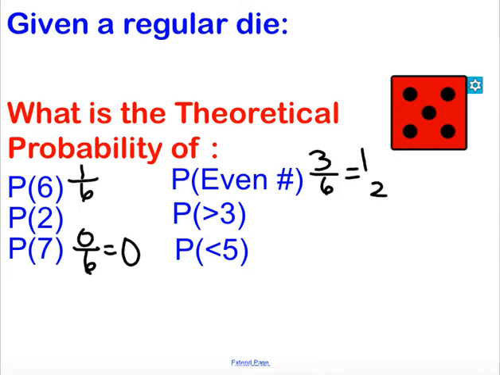And probability of getting greater than 3, we're looking at 4, 5, and 6, so that's 1/2. Probability of less than 5, that's 1, 2, 3, or 4, so 4 out of 6, which is 2/3. These are simple probabilities, the theoretical probabilities. Now you know that in 6 rolls we may not get a 6, we might get a couple of other numbers, but if we continue to try and try, our probability would show that 1/6 of the time we will get a 6. Okay?